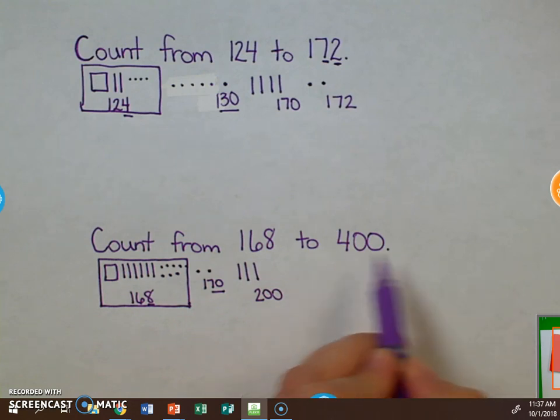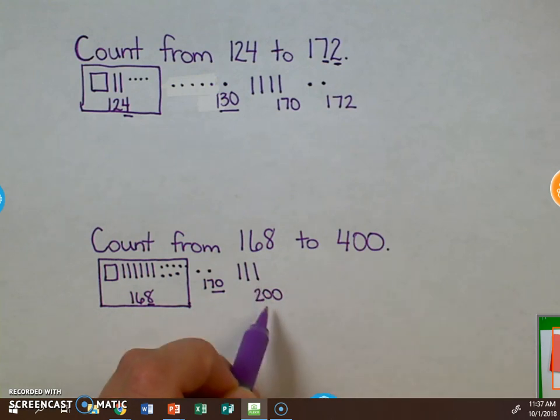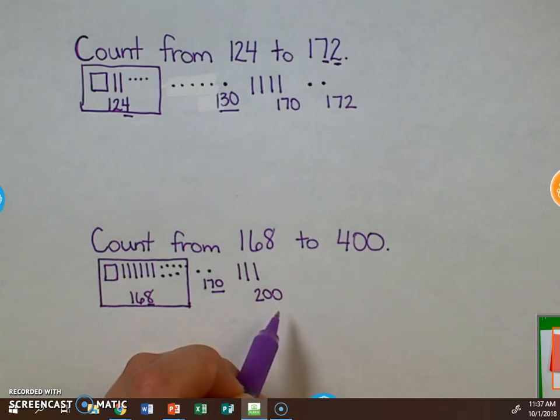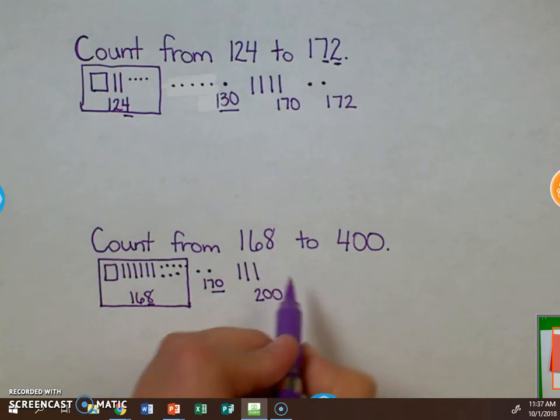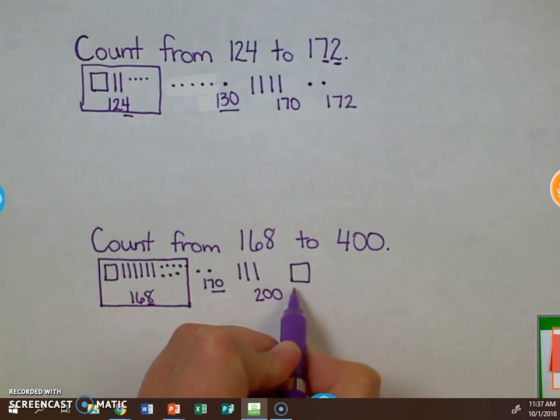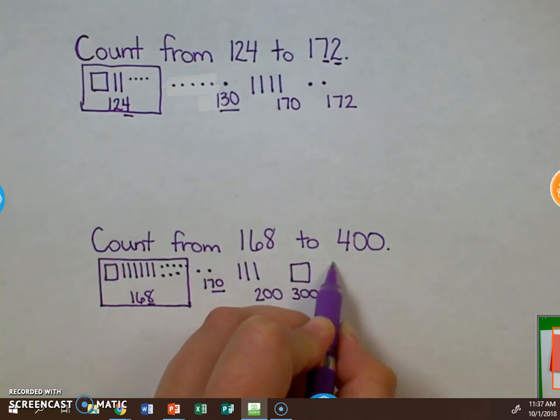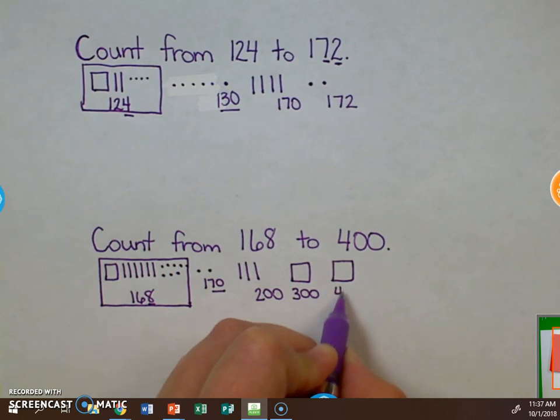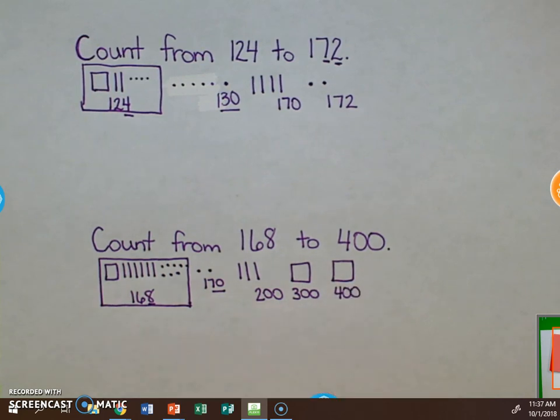Since we have to go to 400 and we are at 200, the next logical reaction would be to add by hundreds. 200, 300, 400. This is the skill of using benchmark numbers to count up.